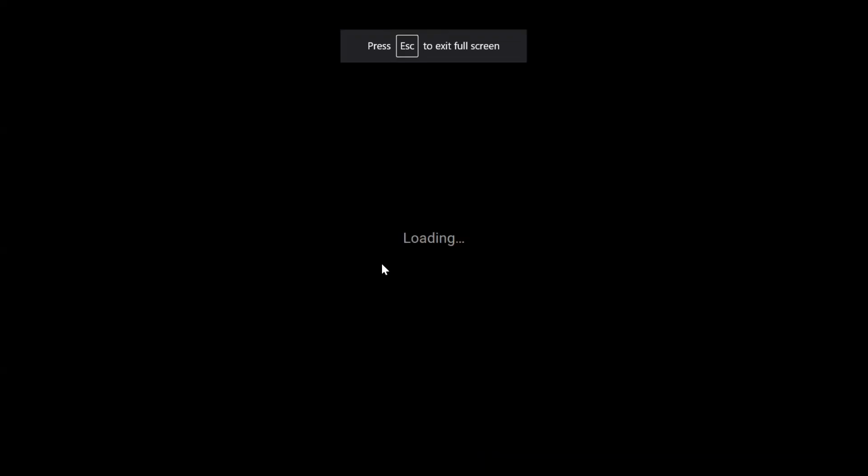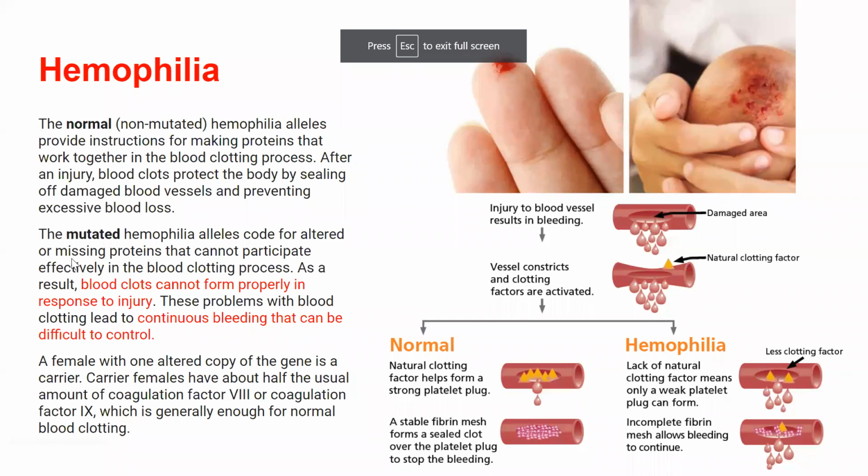All right. In response to injury, yes. A female with one altered copy of the gene is a carrier. Carrier females have about half the usual amount of coagulation factor. This should be in your table.